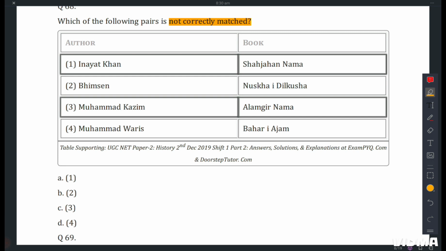Who is the author of Shahjahannama? Inayat Khan. Okay, Bhimsen, Nuske Dilkusha, we have already seen. Then Alamgir Nama by Muhammad Kazim. So there is only one, Bahar Azam. Nothing wrong in this question. No, one minute. Okay, sorry. Bahar Azam, it is written by Abdul Qadir Nazir. Only one is not correctly matched.